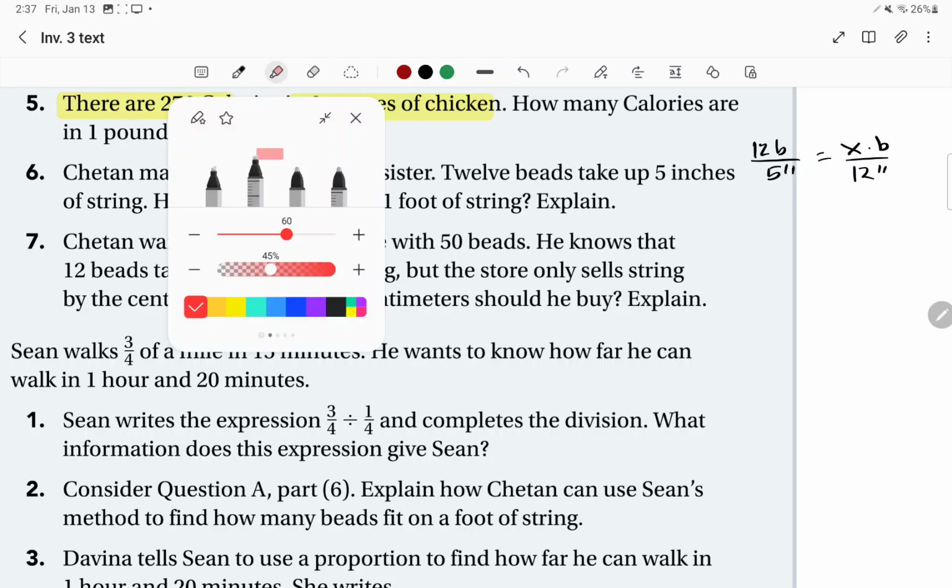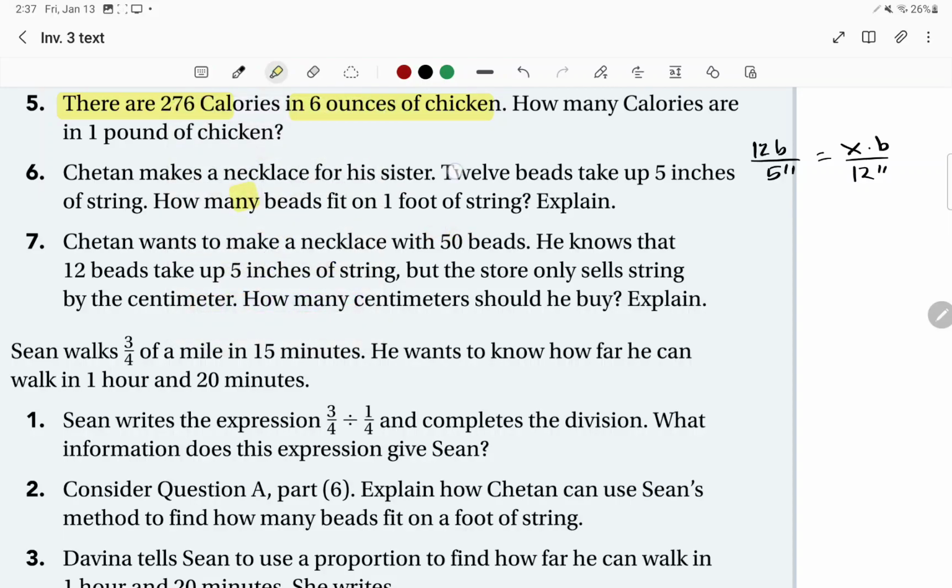So here we set up our problem. You would have 12 beads take up 5 inches. So they want to know how many beads, that's where the X times the B comes from, is on 1 foot of string. So again, those need to be either both feet or both inches, and it's easier to change them to inches in this case. And so we will go ahead and set up this proportion. Then we're going to go ahead and cross multiply. So when we cross multiply, you would have 12 times 12 is equal to 5 times X.